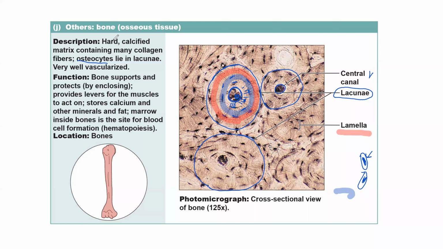Okay, so description. It's a hard, calcified matrix. And matrix is everything excluding the cells. So you have your cells, and then everything between cells is your matrix. So it's a hard, calcified matrix containing many collagen fibers. Osteocytes, our cells, lie in lacunae. This tissue is very well vascularized. Now, where are those blood vessels? The blood vessels are inside the central canal. So here you have your arteries and veins and nerves as well.